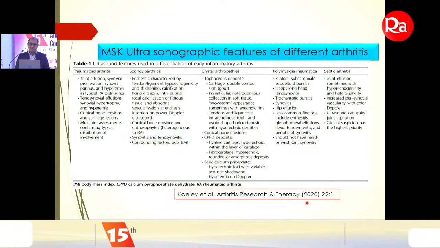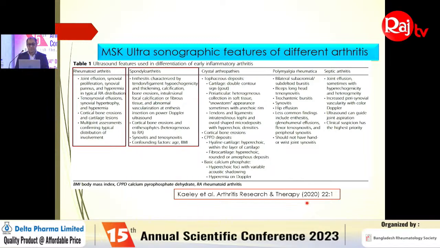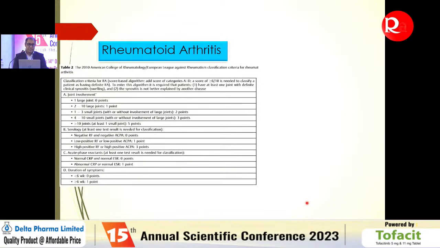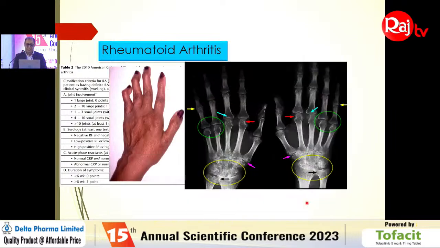And there are musculosonographic characteristics. By seeing the different sonographic characteristics, we can identify septic arthritis, spondyloarthritis, crystal-associated arthritis, polymyalgia rheumatica, and also rheumatoid arthritis. In rheumatoid arthritis, there are criteria and also some X-ray findings and clinical findings.